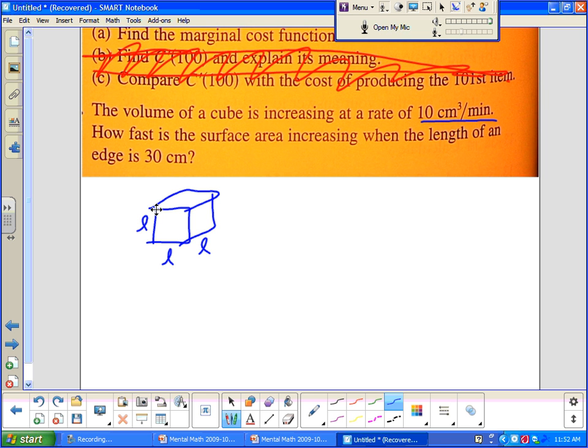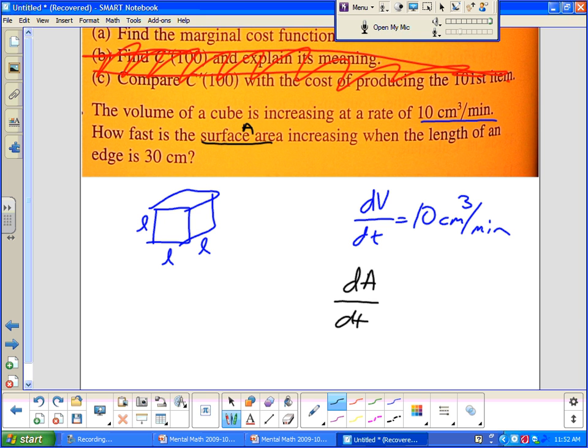And then I'll say, what are the knowns? Well, the known this time is dV/dt. From the first sentence, this is what I know. All right, so that's the first sentence in blue. How fast is the surface area increasing? All right, I'm going to call the surface area A. So how fast? dA/dt, how fast is the surface area increasing when the length of an edge is 30 centimeters?